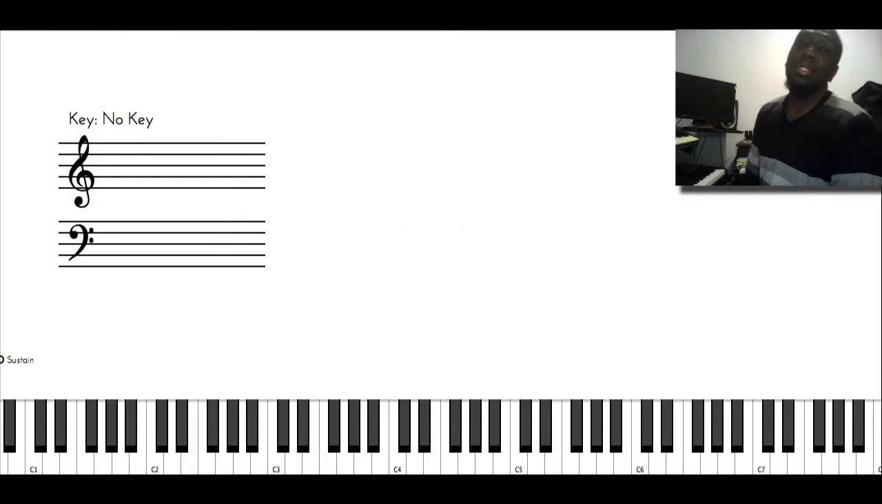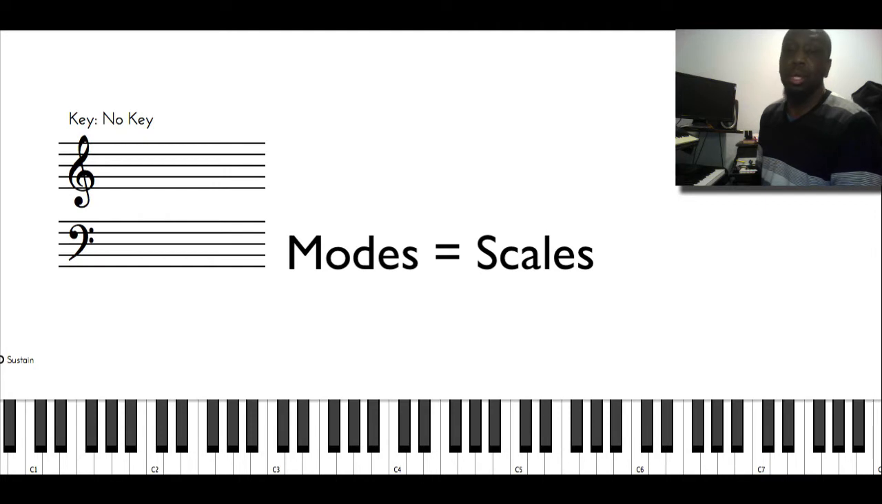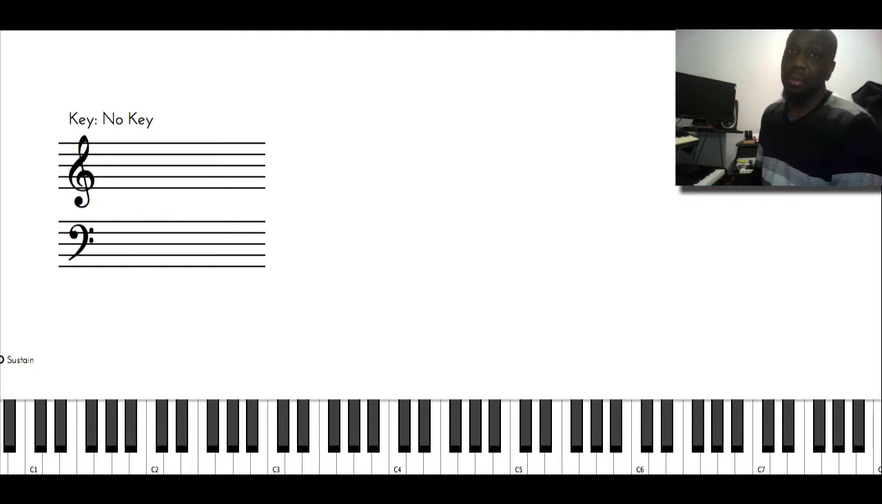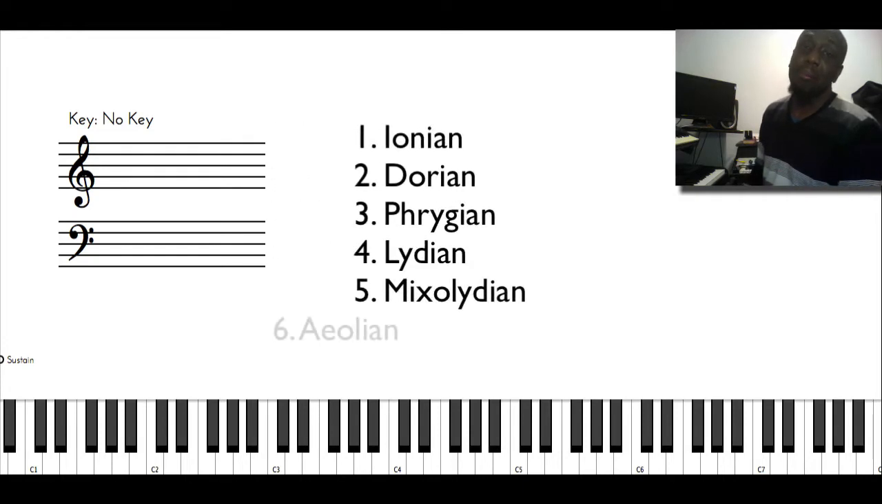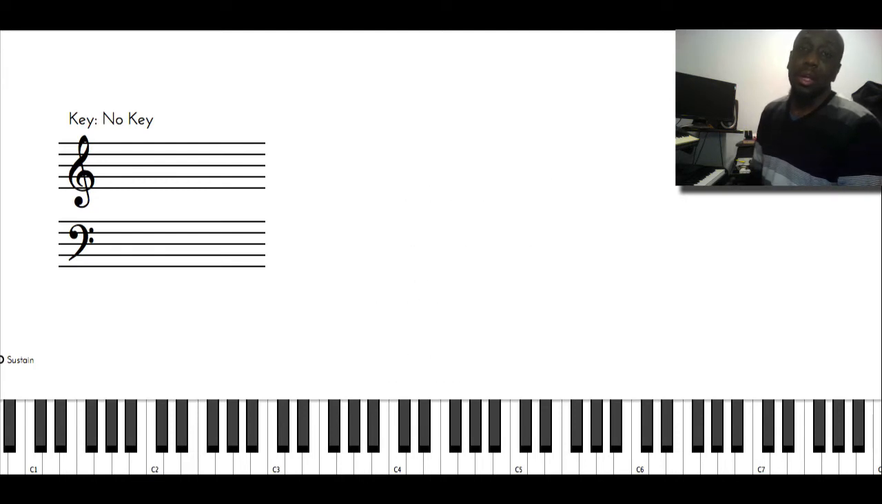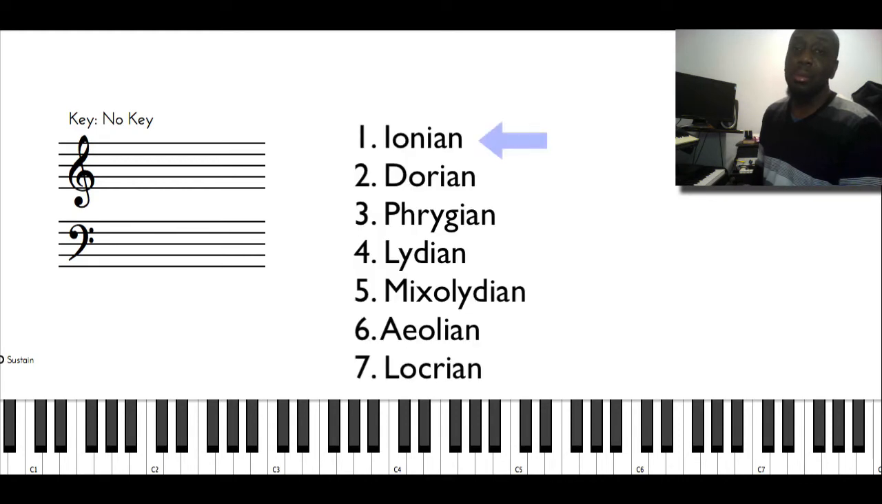So I often get asked questions about modes, and the best way that I can explain it is like this. Modes are just scales. That's what they are. They're just scales. And in the major scale, there are 7 of them. You have Ionian, Dorian, Phrygian, Lydian, Mixolydian, Aeolian, and Locrian. Over the next several weeks, I'm going to be talking about these modes, and each week I'm going to focus on a specific mode. So in today's video, I'm just going to be talking about the Ionian mode.